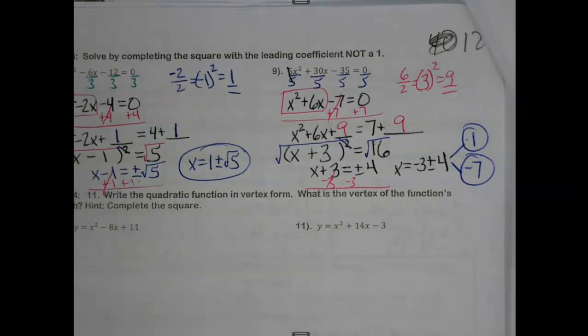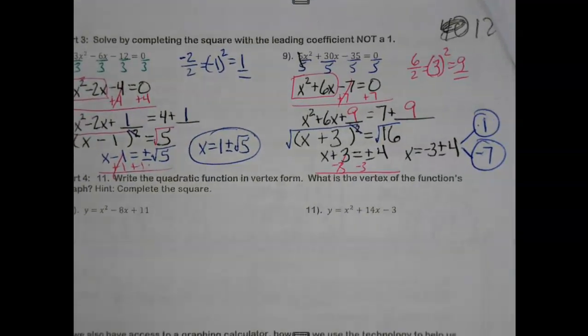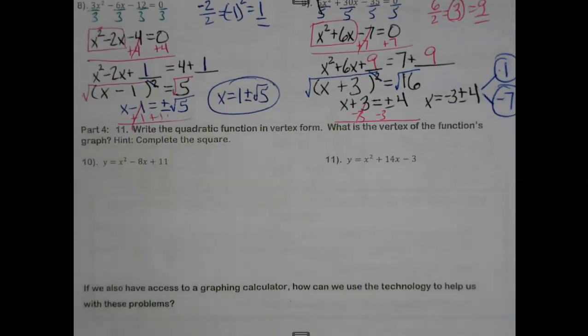So, the only twist left, and it comes back from something we've done before. No, we are not going to graph these. Write the quadratic function. Ooh, in vertex form. Okay. What is the vertex of the function's graph? Complete the square. Well, wait a minute. So what the heck are we going to do here?